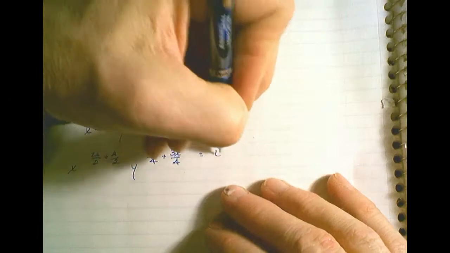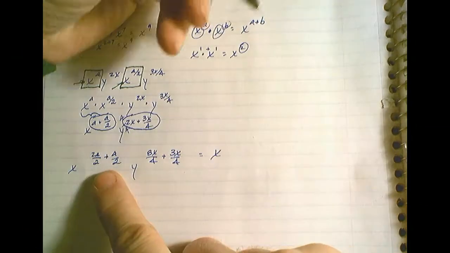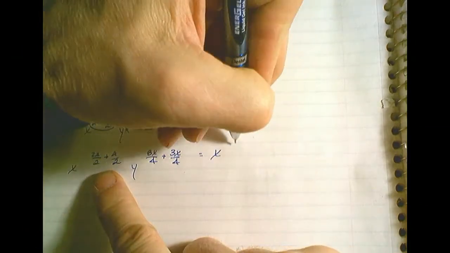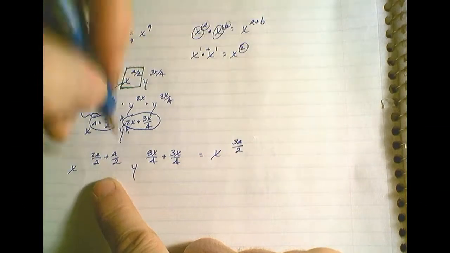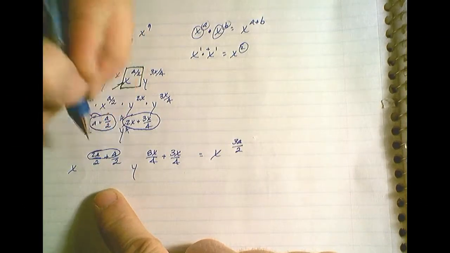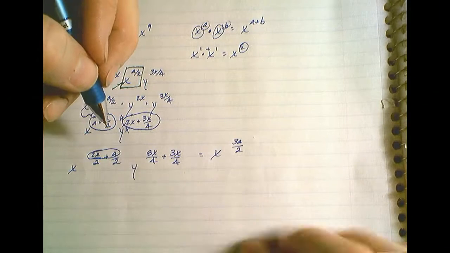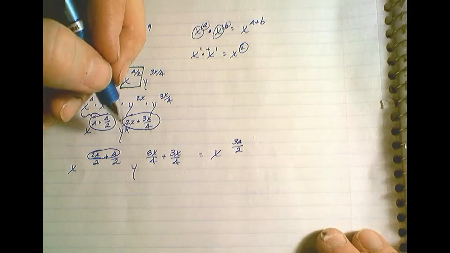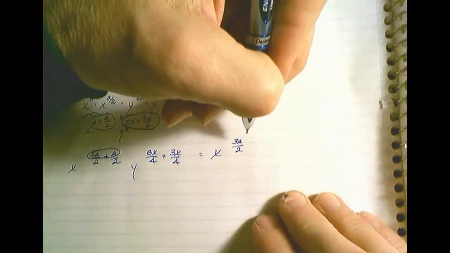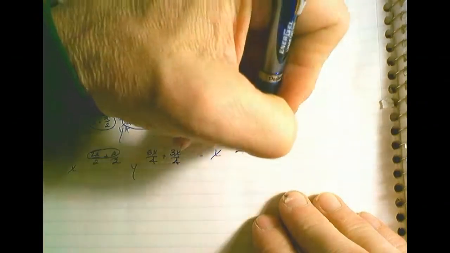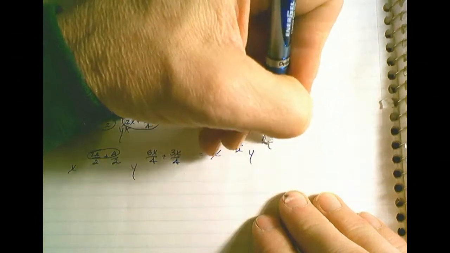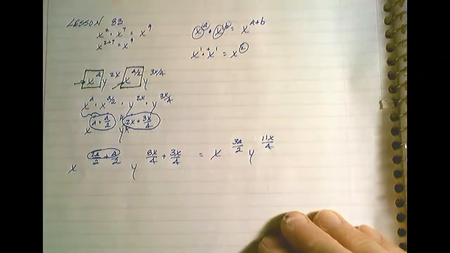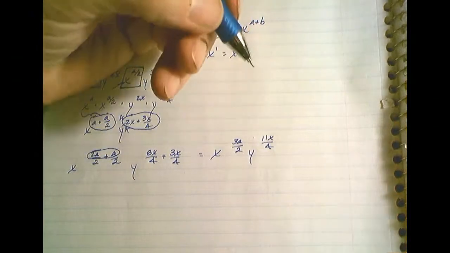So, x then has an exponent of 3a over 2. When you add these, do not fall into the trap of getting 2a squared. We're not multiplying, we're adding. So x to the 3a over 2, y to the 11x over 4. And that gives us our answer.